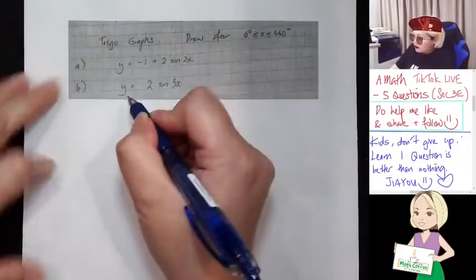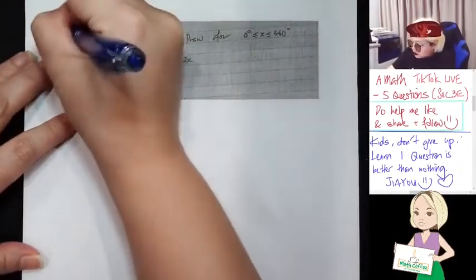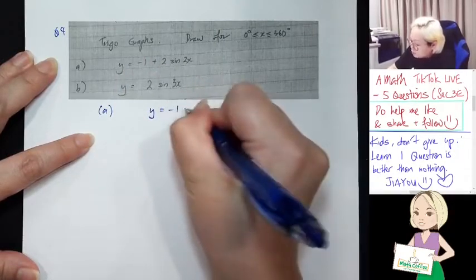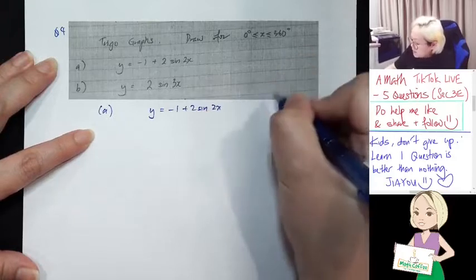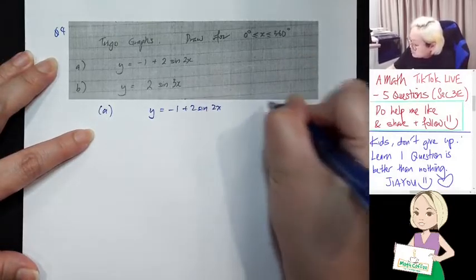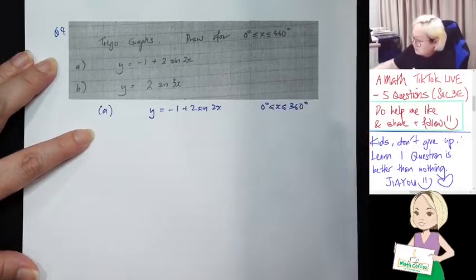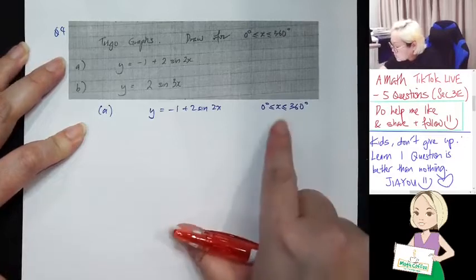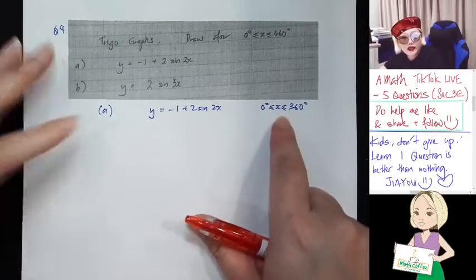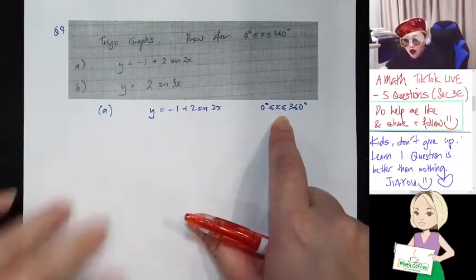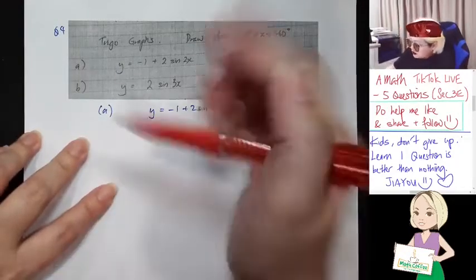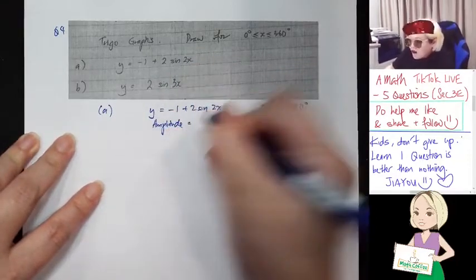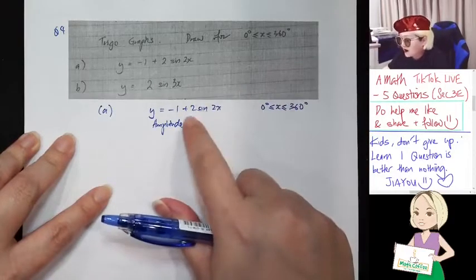Okay, so I want to draw for the first one. This is question 4a. So I need to plot for y equals minus 1 plus 2 sine 2x. And they asked me to draw for the range from 0 to 360 degrees. So this one tells me that I need to draw for how many cycles. Understand? Okay, so I always write the information. First, write out what is the amplitude. Amplitude is the number in front of the sine for this case. So it's 2.